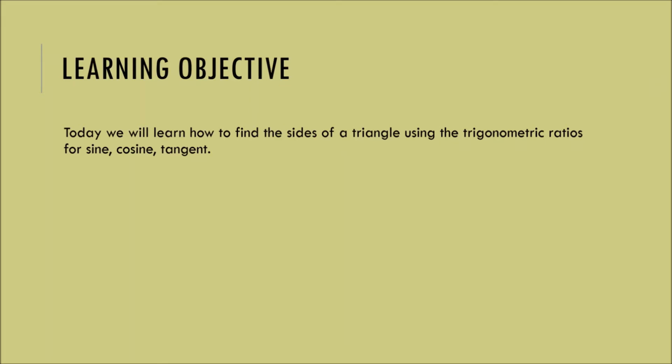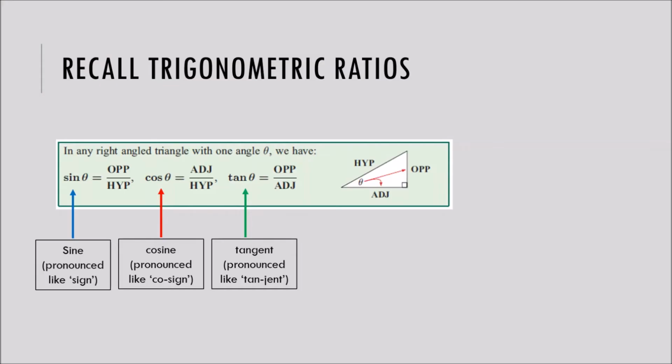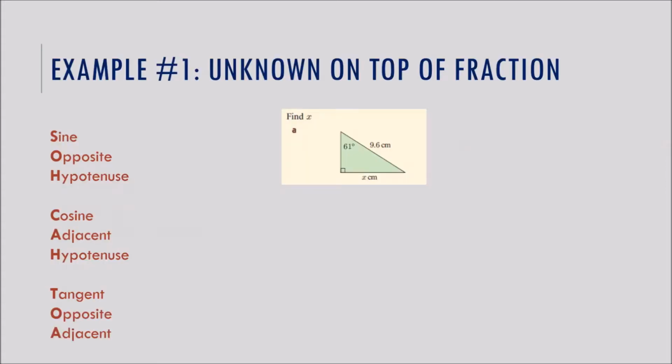Today we'll be learning how to find the sides of a triangle using the trigonometric ratios for sine, cosine and tangent. So just a bit of a recap on our trig ratios. We had before that sine theta was equal to opposite over hypotenuse, your cosine was equal to the adjacent side over hypotenuse, and you had that tan theta was equal to the opposite over the adjacent. And the way that we remembered that was with our SOHCAHTOA.